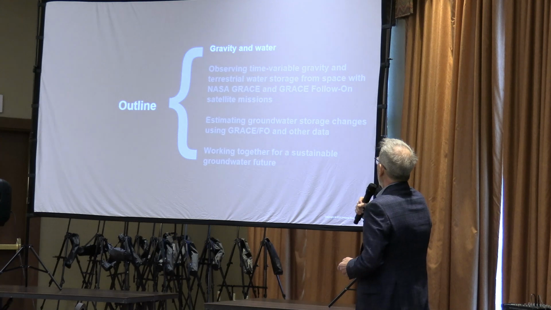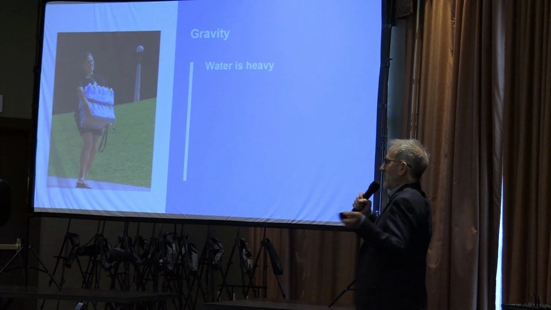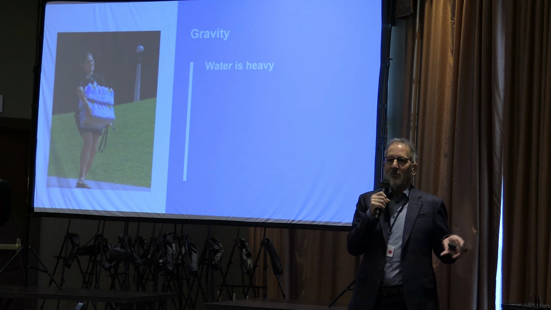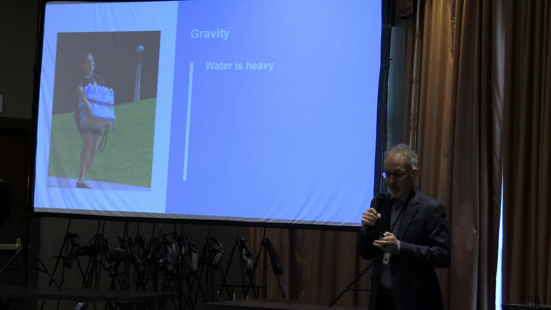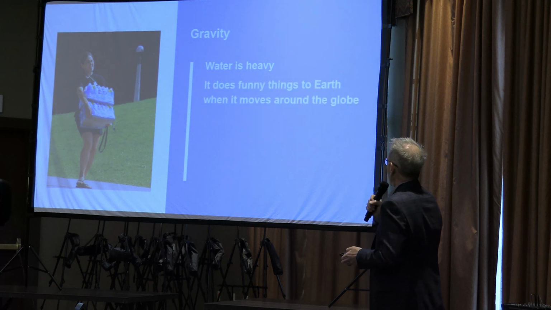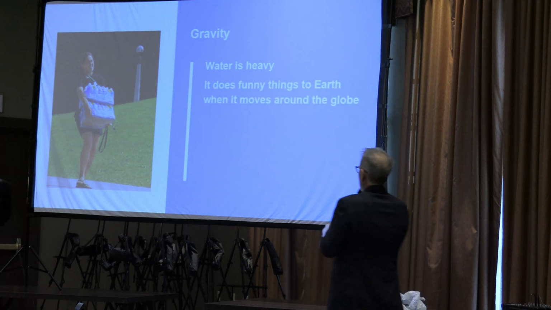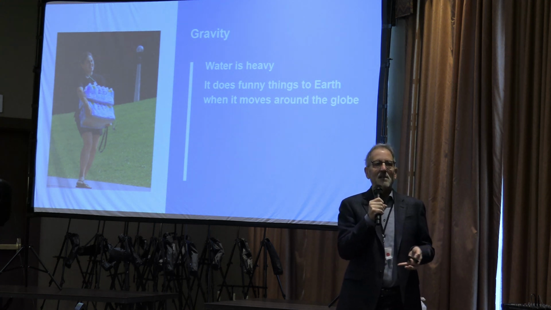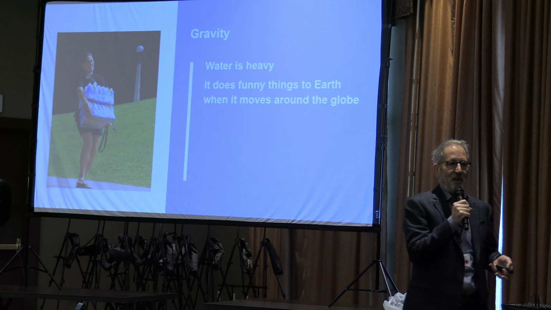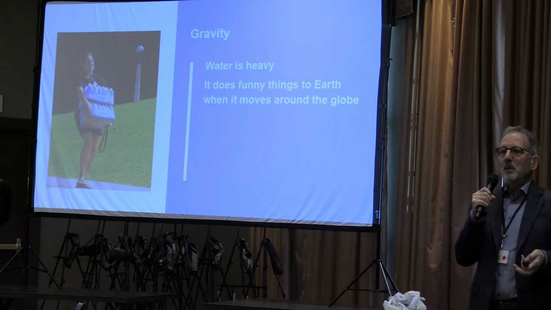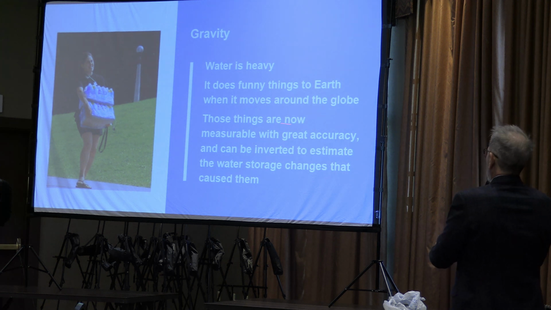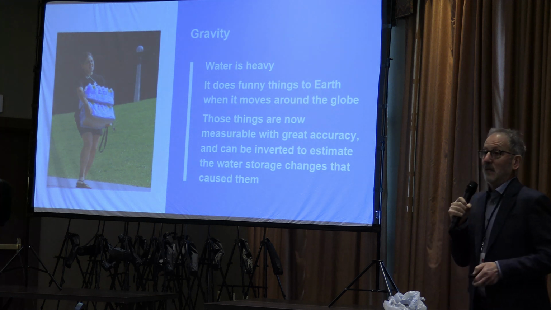elected officials. Okay, so gravity and water. Why are we using a gravity satellite? What's the connection? Well, first of all, we all know water is super heavy, so heavy that when it moves around the Earth, it does funny things to it. It changes its shape. It affects the spin of the Earth and the angle of rotation, all that stuff. And these things are now measurable with great accuracy.